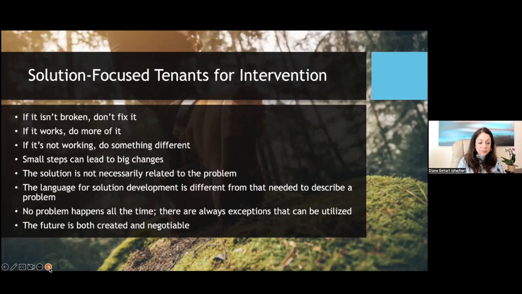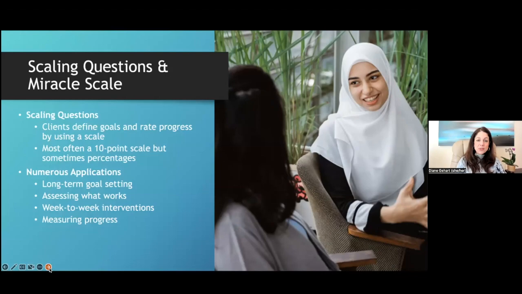Okay, so probably the most frequently used technique, I would say, by folks across the board, even those who may not be purely solution focused, are scaling or the miracle scales. Scaling questions are used all the time for lots of different things. Typically, it's a 1 to 10 scale with the solution or the positive at 10 and the worst things have ever been at 1. And you can use this for everything. You can use it for long-term goal setting.